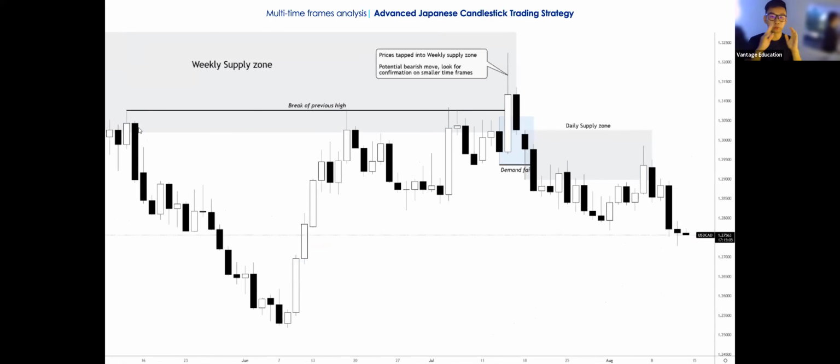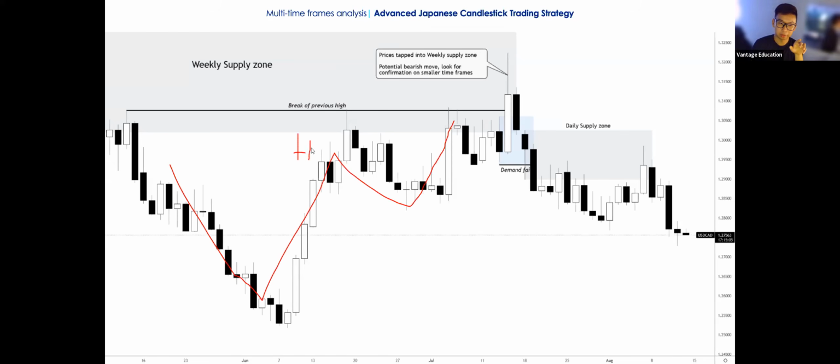Again, if you're looking at the weekly demand supply zone, it's all the same across time frames. So once you have identified this weekly supply zone, what you want to do is zoom down into the 5 minutes or the hourly chart, right? To find the same pattern, right? It happens on all time frames, right?